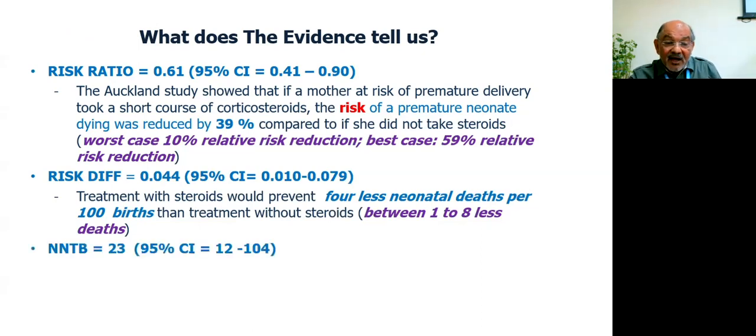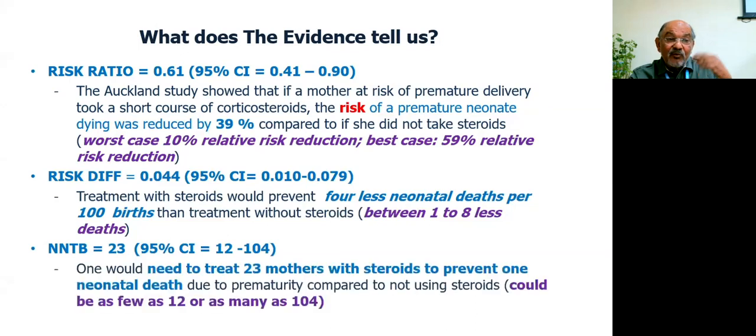Okay. Or I could say that one would need to treat 23 mothers with steroids to prevent 1 neonatal death compared to not using steroids. It could be as few as 12 mothers, or it could be as many as 104 mothers. Which would you prefer? If my friend was to call you, which would you use to tell her what she should do? You tell all three, she'll get confused.